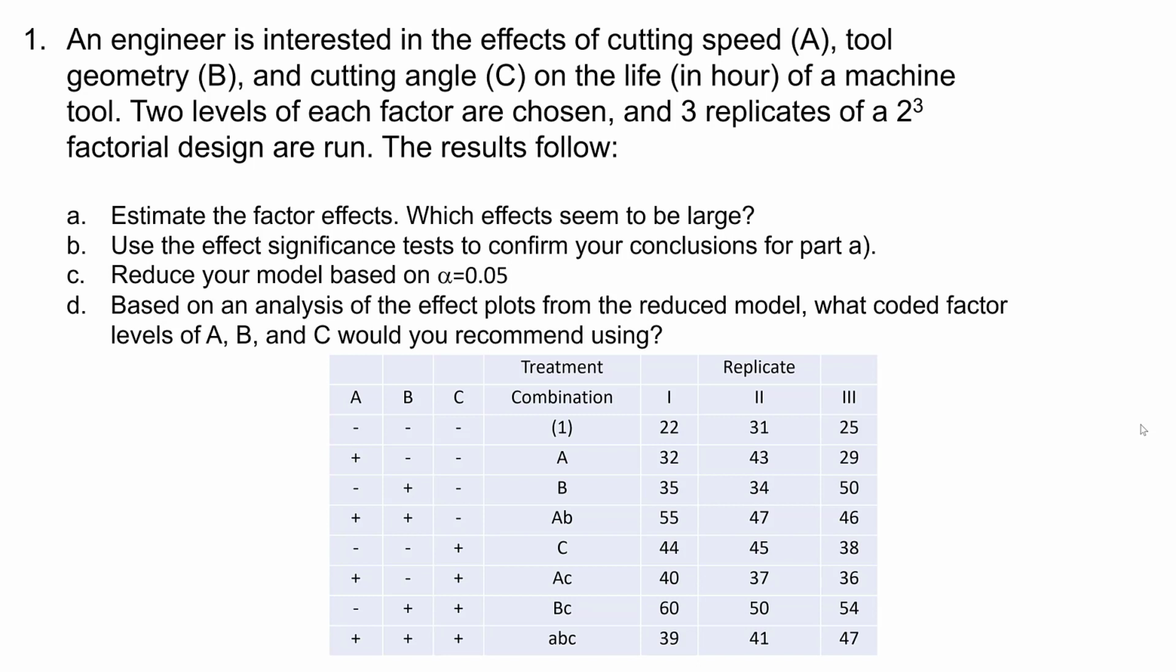So we're first going to estimate the factor effects. We're going to take a look just to see which ones we think might be non-zero. Then part B, we're going to use the significance test to confirm what we thought in part A. Then we're going to reduce our model based on an alpha type risk of 0.05. And then finally, we will take a look at the effect plots and decide what levels we want to set A, B, and C to get our optimal result, which of course in this case, because we're talking about machine life hours, we're looking for a maximum. So let's go and take a look at how we input this into Minitab.